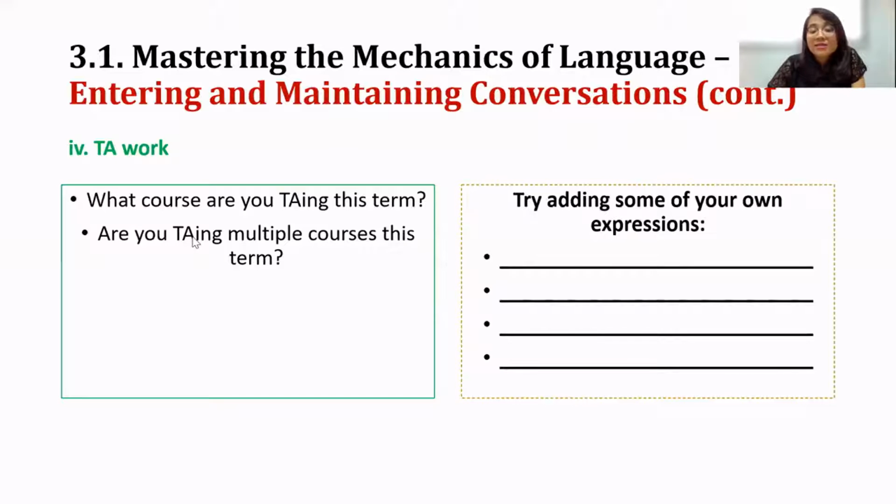You may also add some other expressions related to this one. For example, what do you think about TAing this term? What is the difficulty? What is the benefit? What can I expect to learn if I TA this course this term or next term? There are so many questions and statements that you can use to talk about TA work with your speaking partner. Now write it down in the right box.